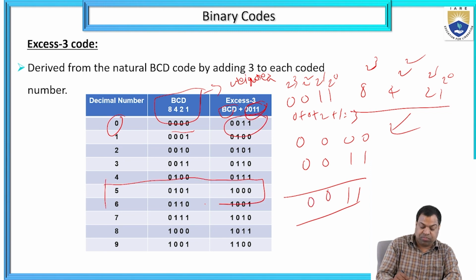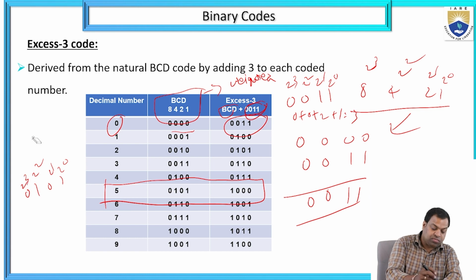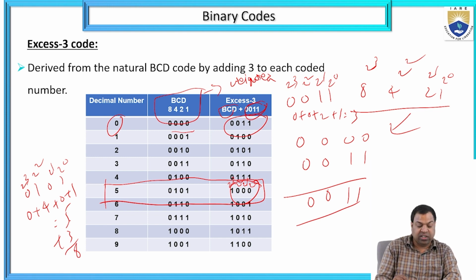Suppose I am taking 5. What is the 5 value in BCD? 0101. We can check once: 2 power 0, 2 power 1, 2 square, 2 cube. 0 plus 2 square into 1, that is 4, plus 0 plus 1, 4 plus 1, 5. So for 5 plus 3, what is 8? In binary code, what is the 8 value? 1000: 2 cube into 1 is 8, and the rest are zeros. Okay, like this we get it. So this is BCD and XS3 code.